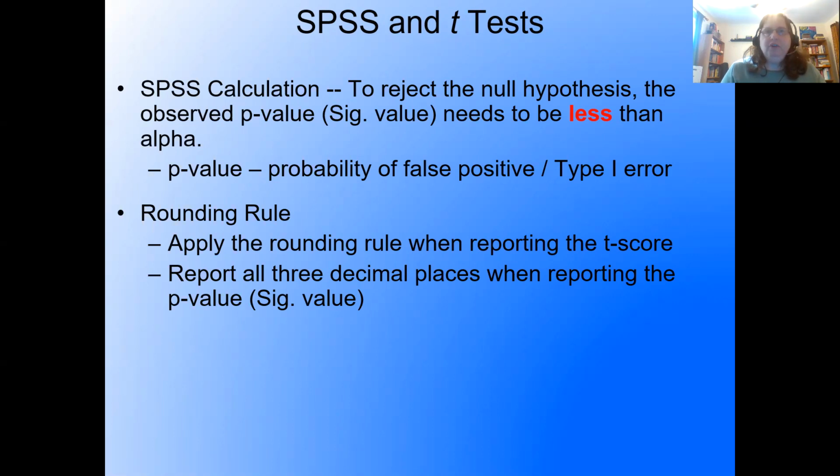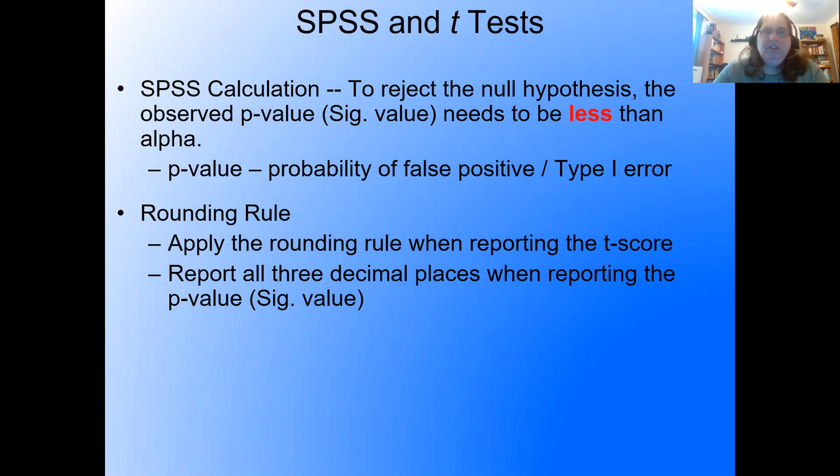Okay. So as a general rule, and there'll be a few general rules today, when you're doing an SPSS calculation, to reject the null hypothesis, the observed value, the p-value, needs to be less than alpha. And if you recall, the p-value is the probability of a false positive, or type 1 error. So it makes sense that we want our probability of error to be very, very small.